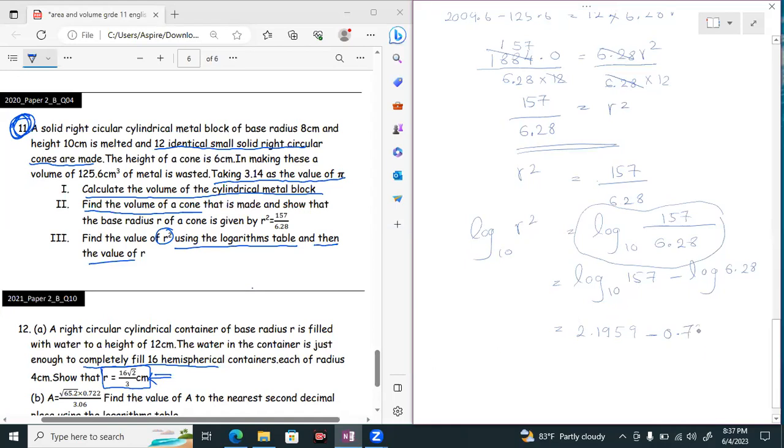$79.80. Have you got these two values? Yes, teacher.